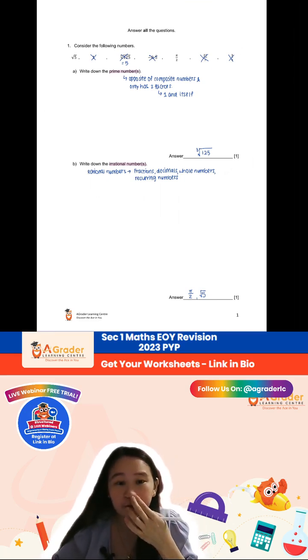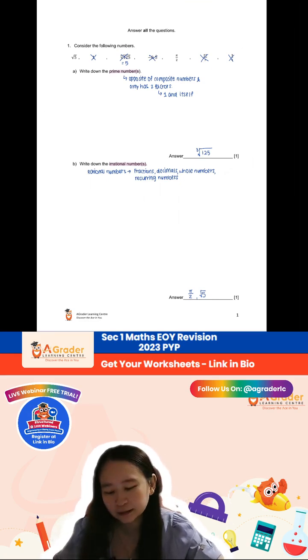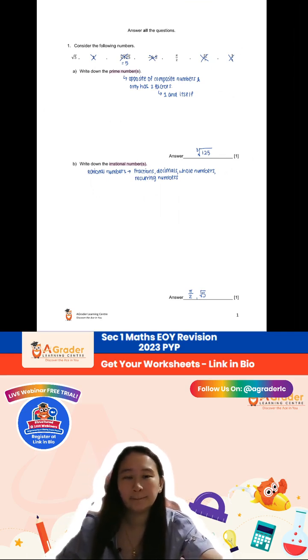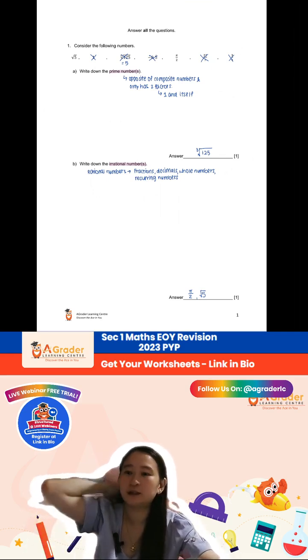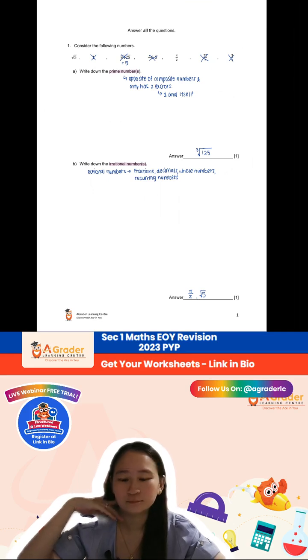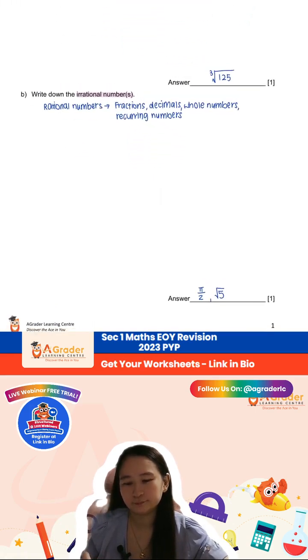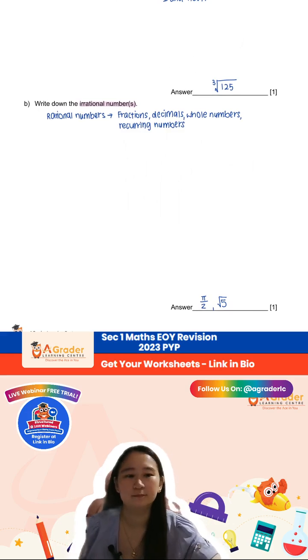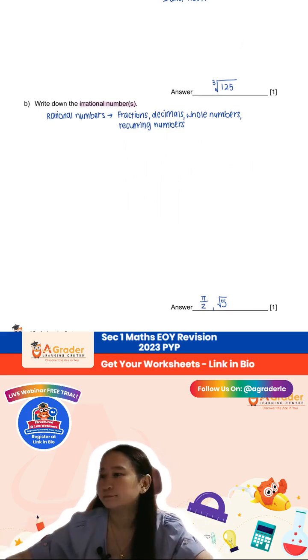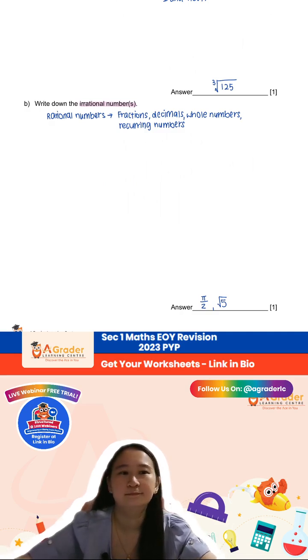Negative 0.5, that's recurring 5, right? It's a recurring number, so it's a rational number. It can be left as fraction. Okay? Can you all see? Those who are done can try question 2. Okay, send in your answers for question 2.